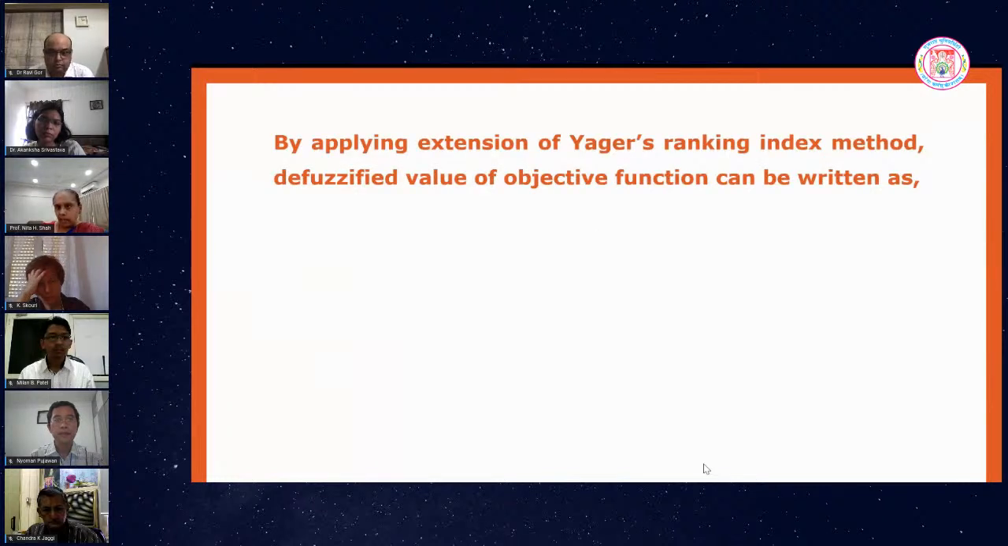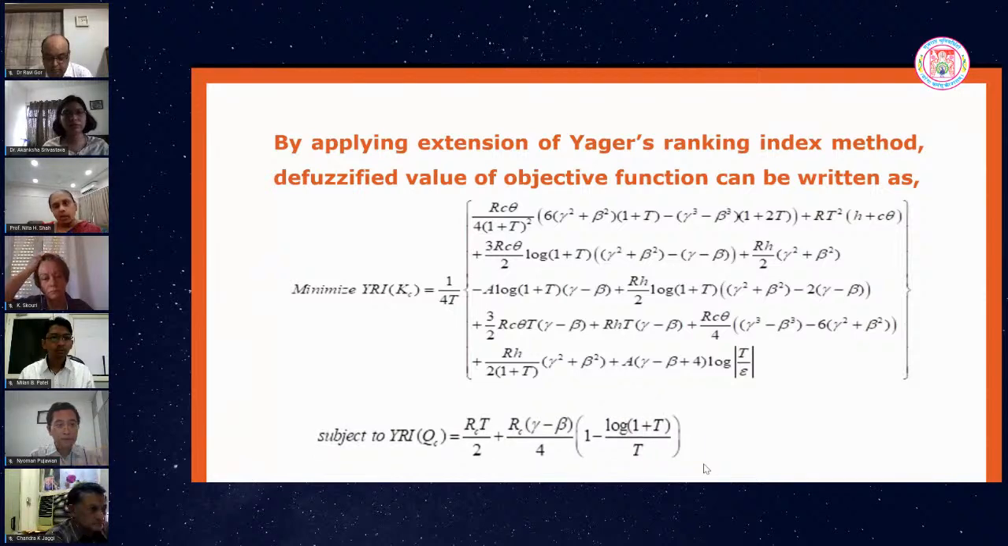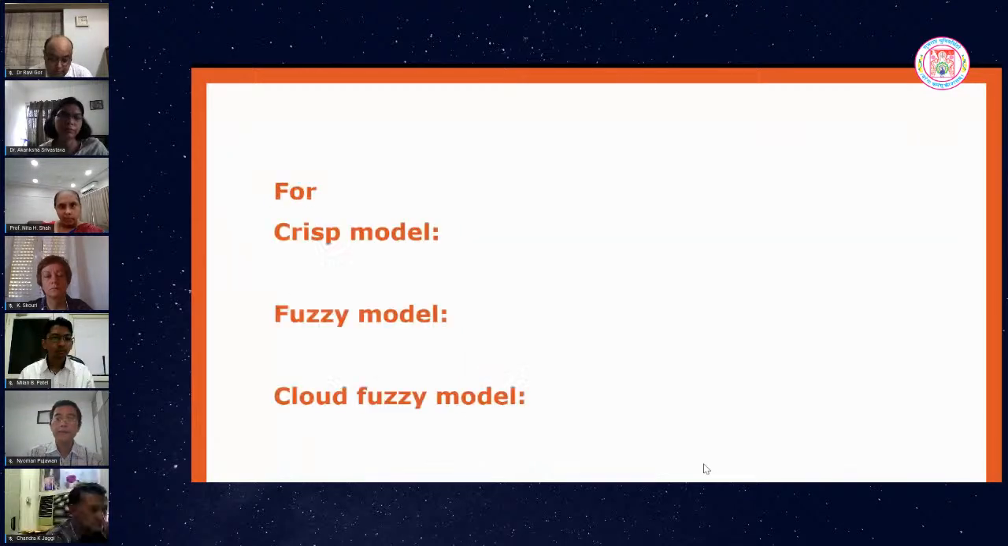By applying an extension of Yager's ranking, here I said extension because now I have two parameters which are uncertain, that is alpha and capital T, that is when the fuzziness will get resolved, that is what should be the time. We have considered time to be approaching infinity, that is for sufficiently large time. Here I have an objective function, and the constraint is subject to Yager's ranking index for the procurement quantity under cloud fuzzy environment.